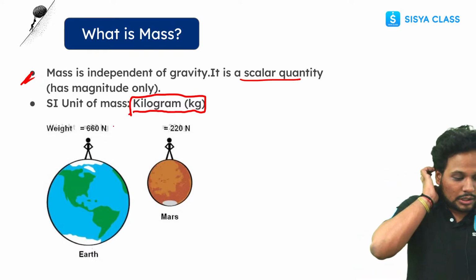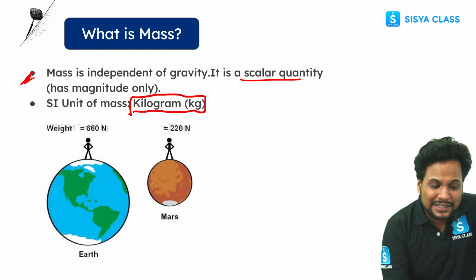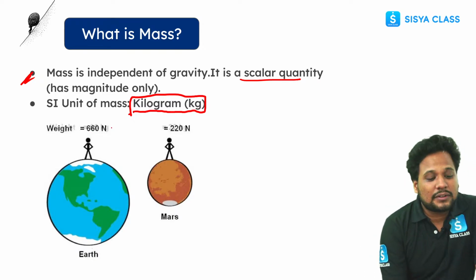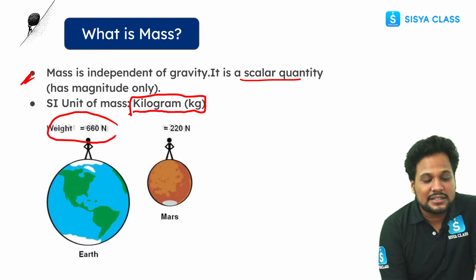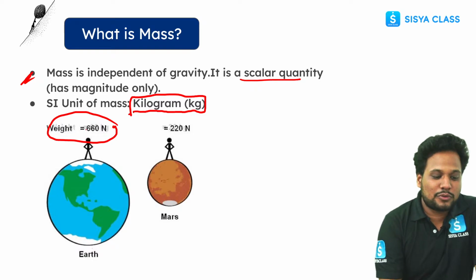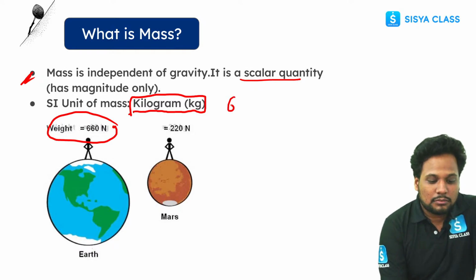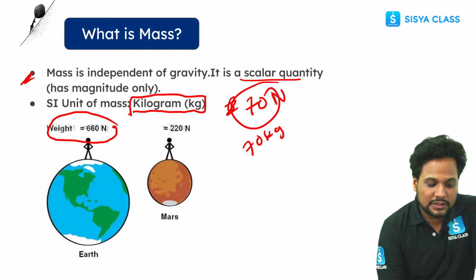Now, as I told you, any time someone asks what your weight is, just tell them that your weight is, for example, 70 Newton. Let's suppose my weight is 70. In that case you have to say 70 Newton, not 70 kg. Just remember this.